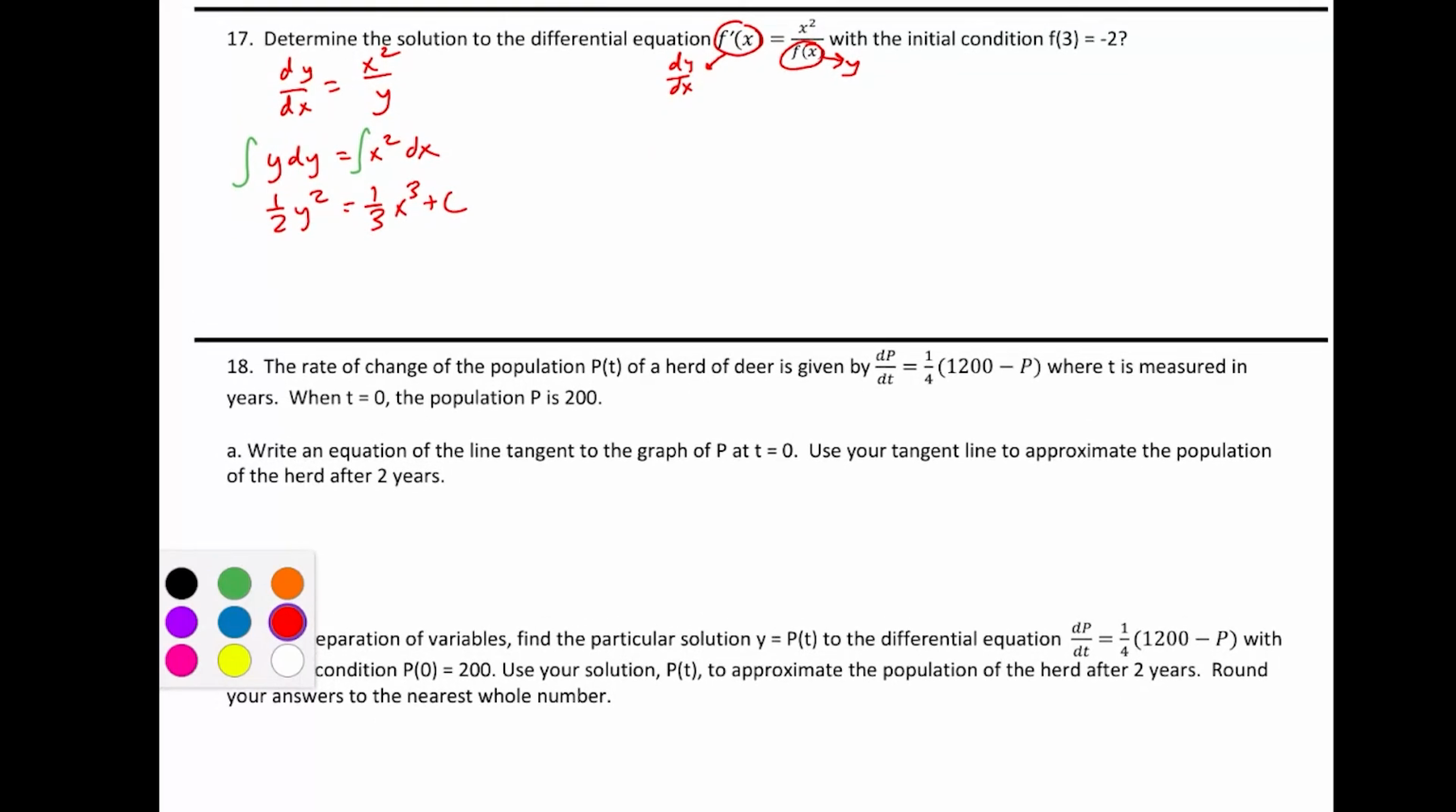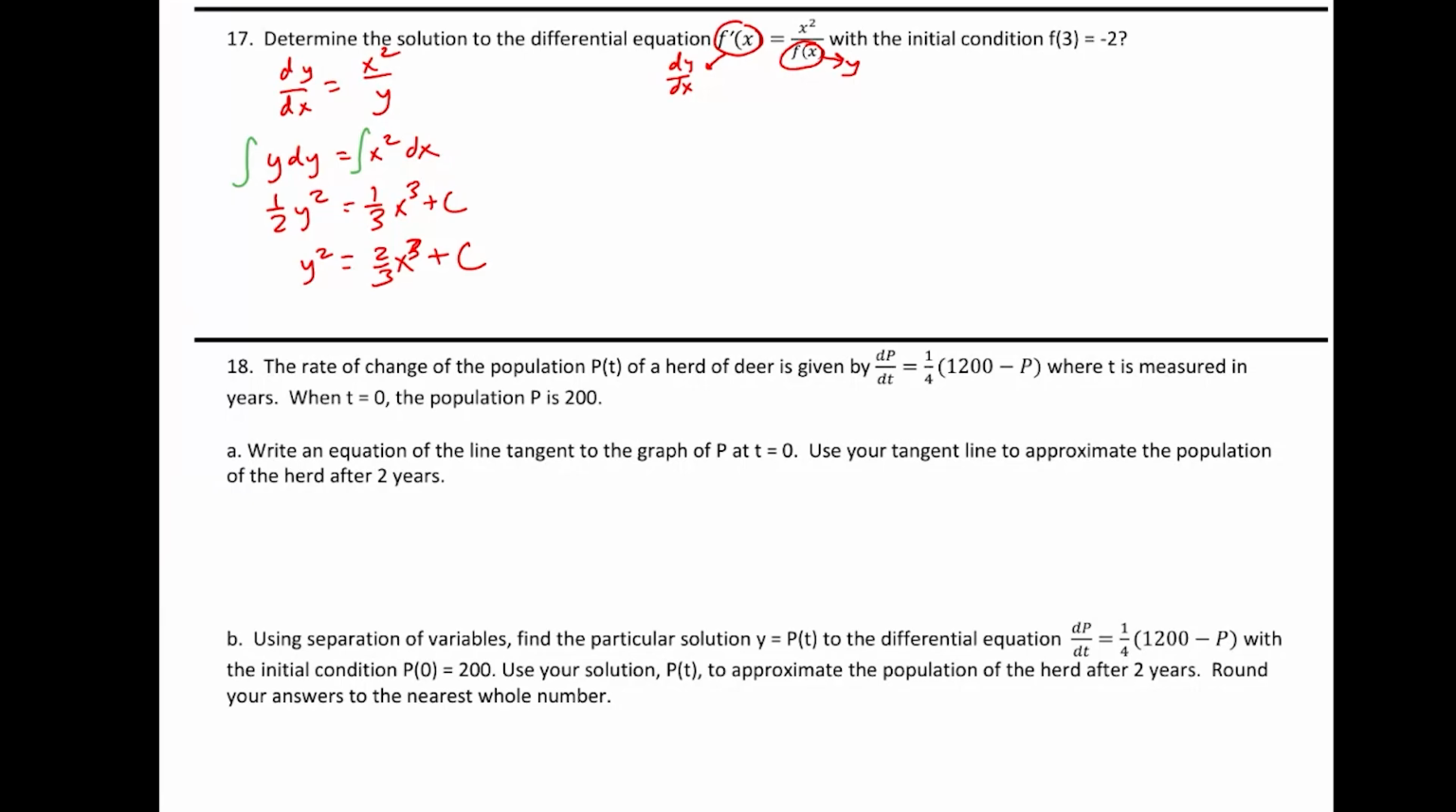So from here, we're going to try to isolate y, and then pick an equation to solve for c, plug that in, and then we'll be done. So if I multiply everything by 2, I'm going to get y squared equals 2/3 x cubed plus, it should be 2c, but since that's just a constant, we're just going to leave it as c. Now, because that value of c changed, I really don't want to use this one to find c. I want to use the last or the first time you've got a c value that no longer changes.